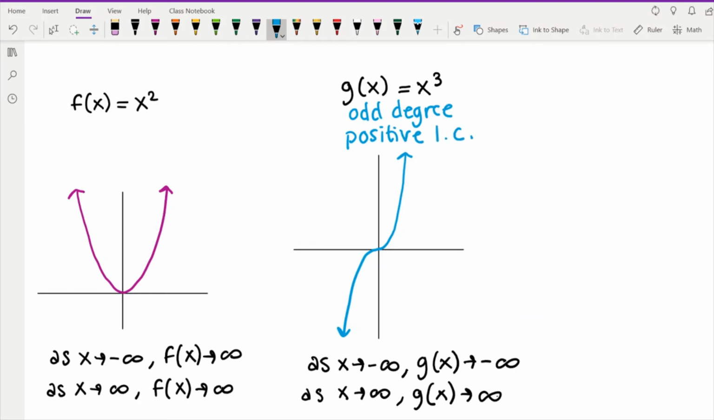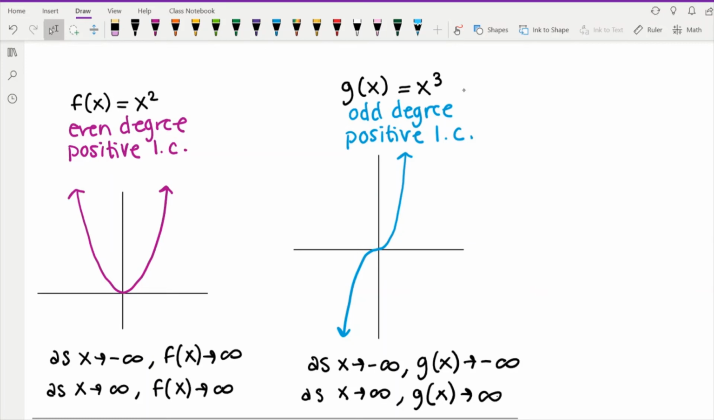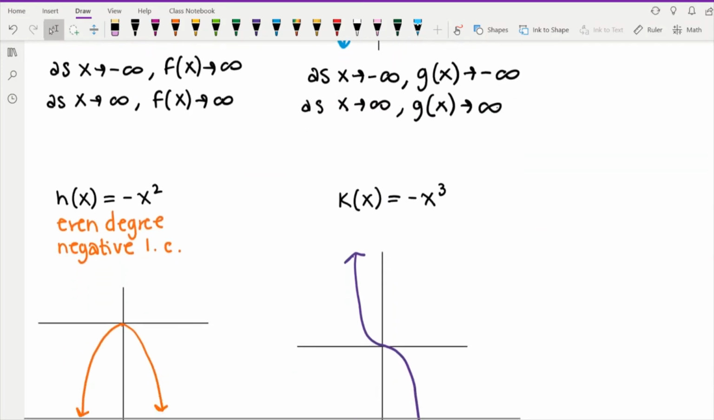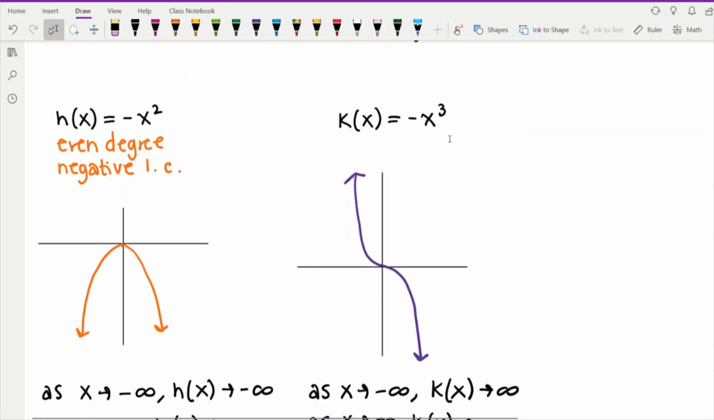Right? And so what are these other ones? Well, this is what the graph will look like if we have an even degree and a positive leading coefficient. And then finally, this 4th one is what our graph will look like if we have an odd degree and a negative leading coefficient.